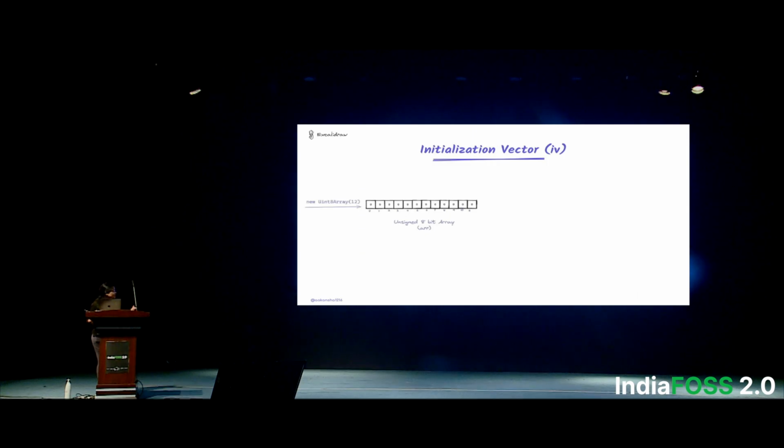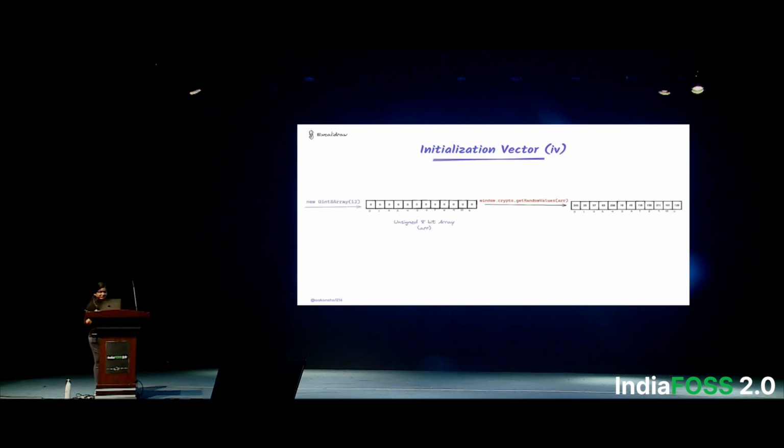You just initialize a 12-bit uint8 array. It's filled with all zeros by default, and we just fill it with random values. Now if you notice, I'm using the crypto.getRandomValues API here. It helps in generating cryptographically more secure random values as compared to Math.random, which could be brute forced easily. So if you are using cryptographic APIs, you should use this API for the randomization.